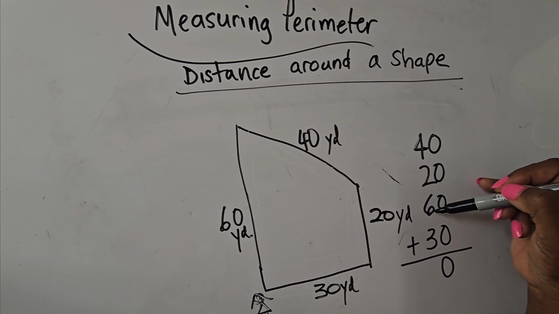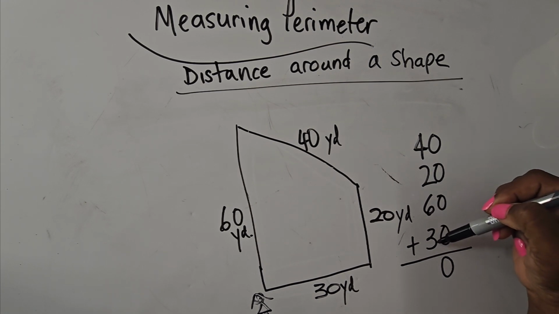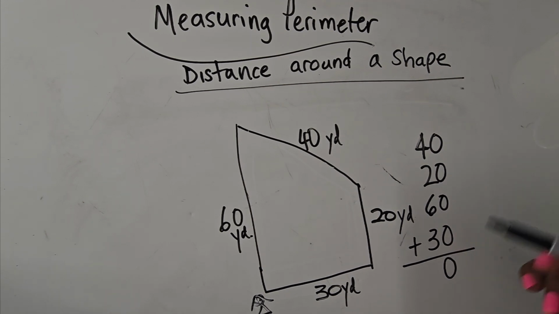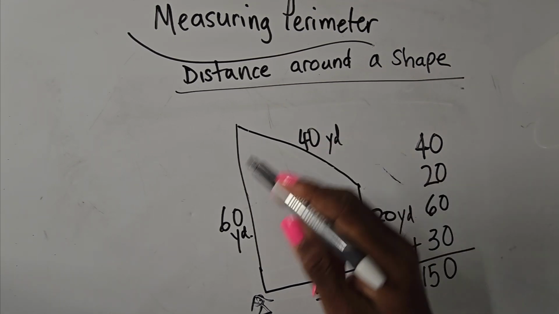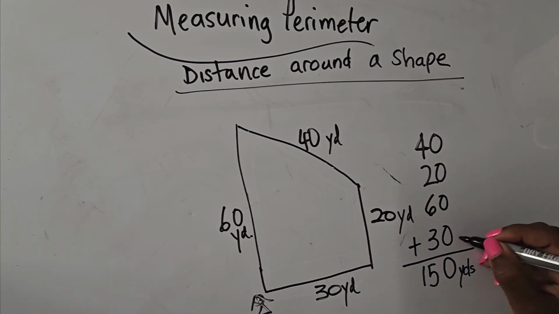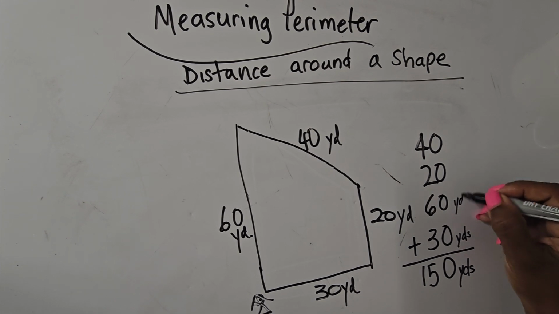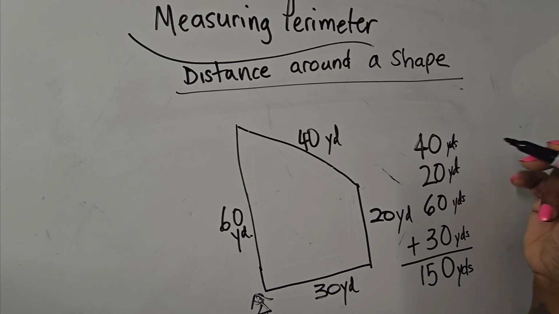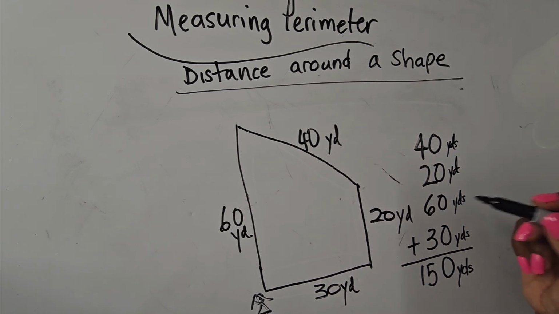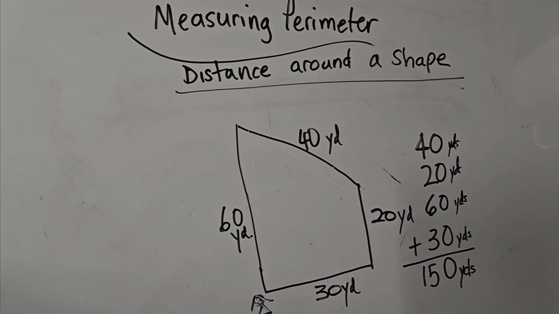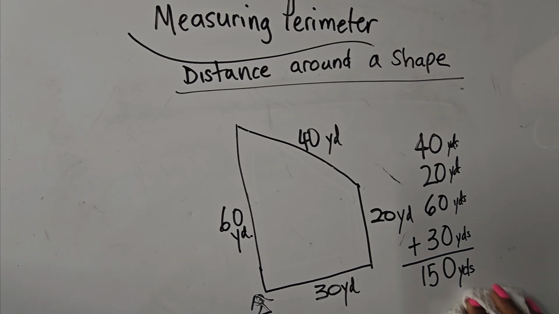4 plus 6 is 10. 10 plus 3 is 13. 13 plus 2 is 15. So the distance around this shape is 150 yards. These are all yards, don't forget. Because I remember when I used to take exams and stuff, the choices would be 40 feet, 40 yards, or 150 feet, 150 yards, just in an attempt to steal a point from you. So make sure that you're paying really close attention.